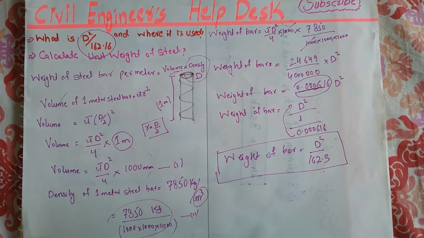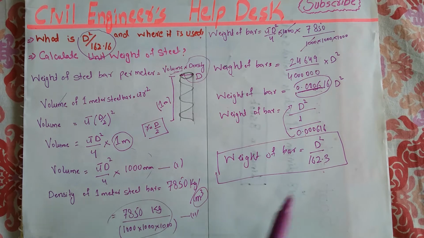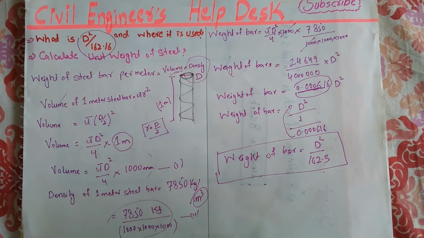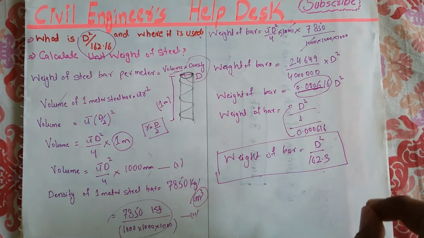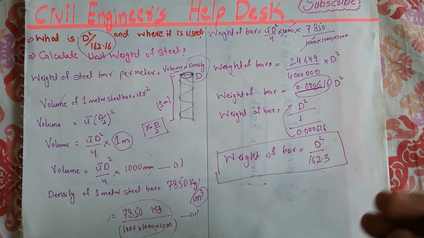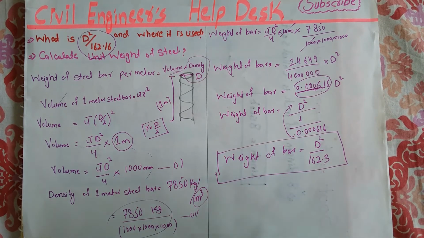Even on site you don't need this derivation, but as an engineer I think you should know how it is derived. As an engineer you should try to increase your knowledge day by day. It's a very good thing. So viewers, this is the formula by which we always calculate the unit weight of steel.